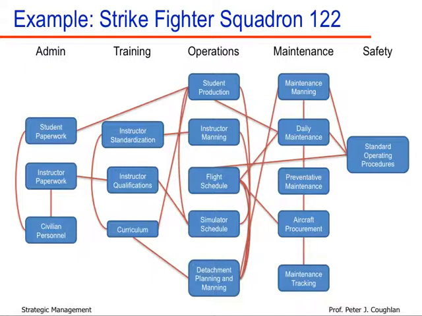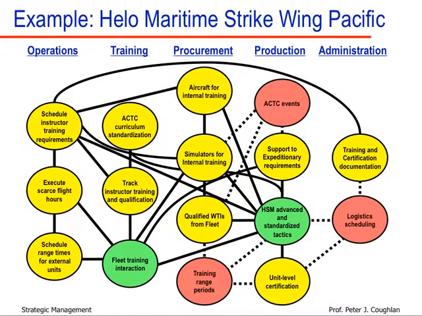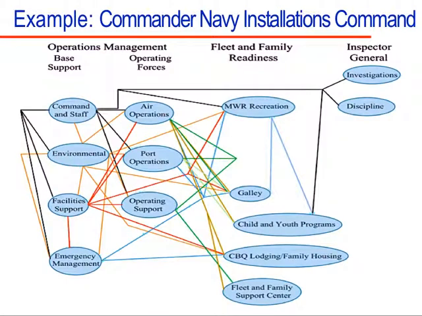Another example is Strike Fighter Squadron 122, VFA 122: admin, training, operations, maintenance, safety. Again, it can help tell the story even more if it helps you organize it that way. Here's Hilo Maritime Strike Wing Pacific: operations, training, procurement, production, administration. And again, there's a story here. I think this one is posted on Sakai, and you can see what the dotted lines mean and what they convey.